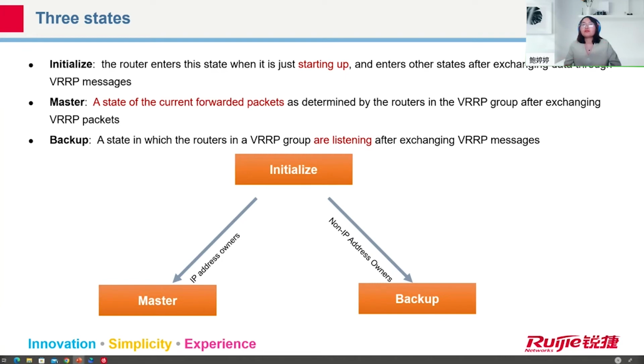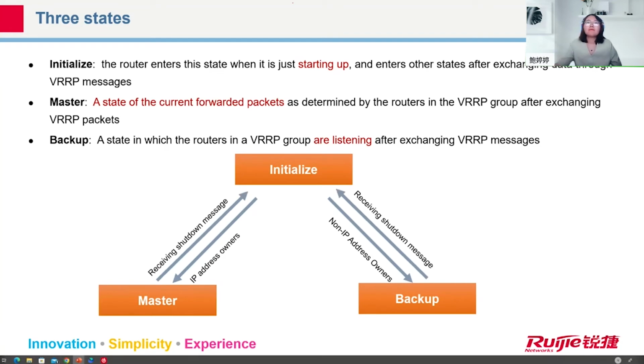Okay. Of course, if both of them are not the IP address owner, we will compare the priority and the virtual and the actual IP address and select who is master. And later, if we use the command shutdown on the physical interface, the state will become initialized again. If the master receives higher priority VRRP packets, the master will become backup. Pay attention, the preemptive mode should be enabled.